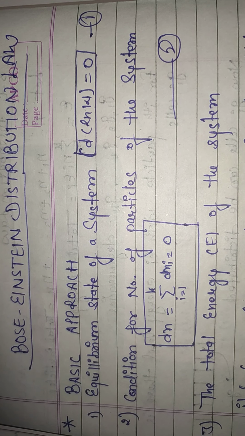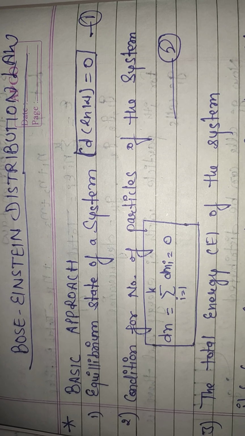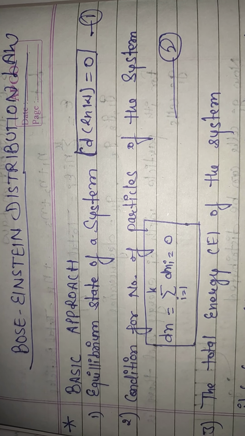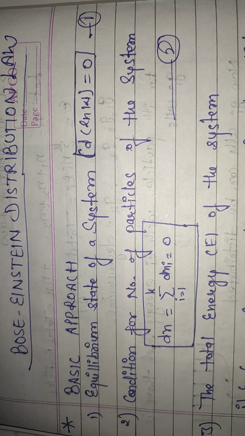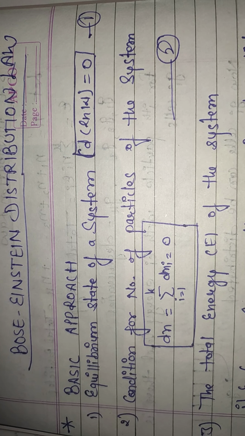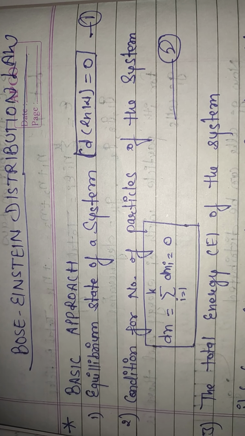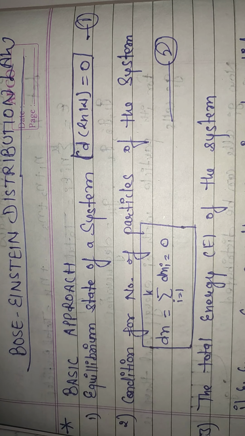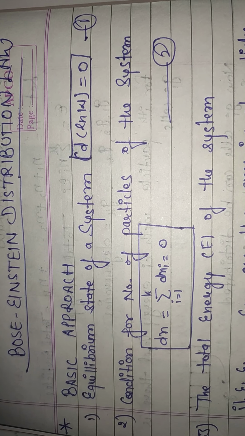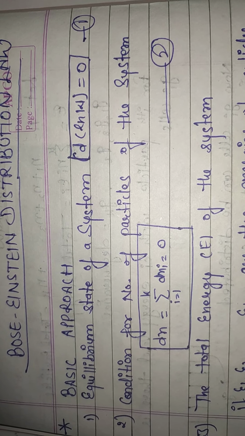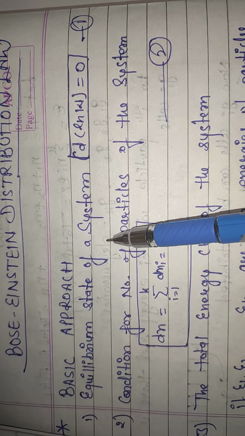So let us first try to understand the basic approach that we have to follow in all these three types of statistics, that is classical statistics and the quantum statistics, Bose-Einstein statistics and Fermi-Dirac statistics. First and foremost, we have to find the equilibrium state of a system.